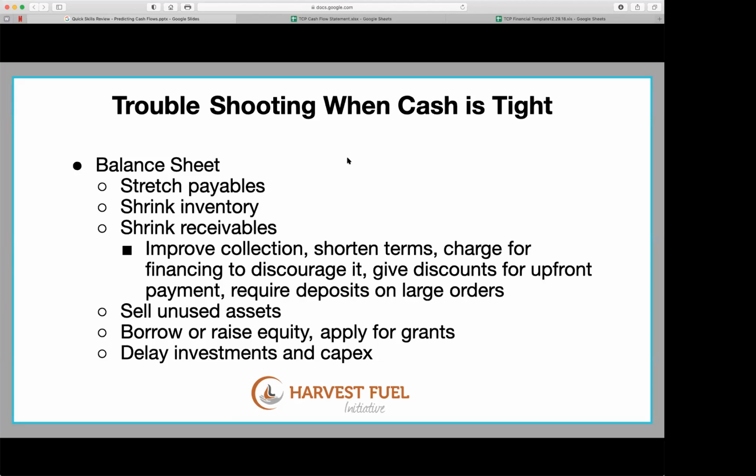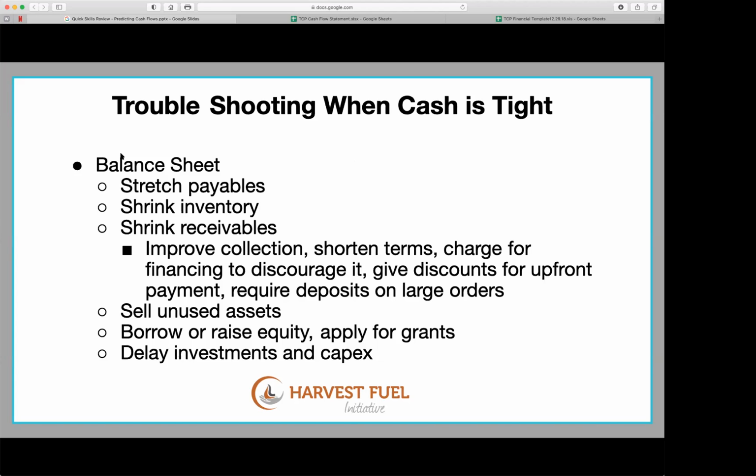And finally, if you're really in a cash crunch, you're going to have to delay investments and possibly your capital expenditures, which obviously you don't want to do for long-term growth, but you can only do what you can do. And if cash is tight and you need to keep your employees, you'll need to pay them before upgrading your mixer or something like that.